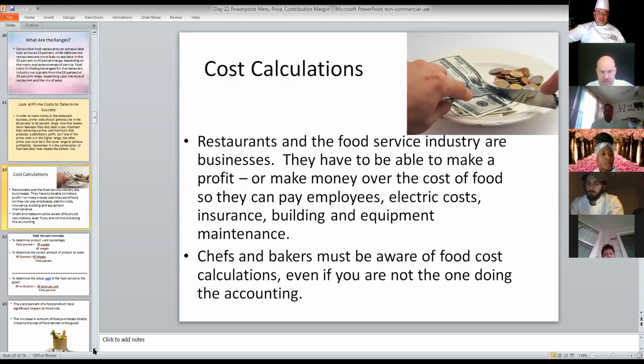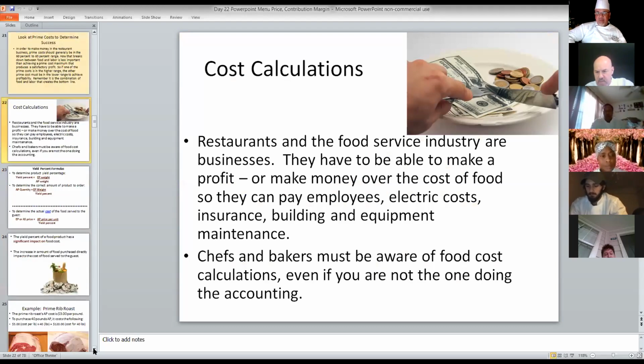So, cost calculations. Restaurants and food service industries are businesses. They have to be able to make a profit over the cost of food, so they have to pay employees, electric costs, insurance, and building and equipment maintenance. Chefs and bakers must be aware of food cost calculations, even if you're not the one doing the counting. In the industry, we as chefs are very territorial and protective of any food that goes into waste. We don't want to see any food go to waste, because that means your food cost goes high and jobs are at stake.